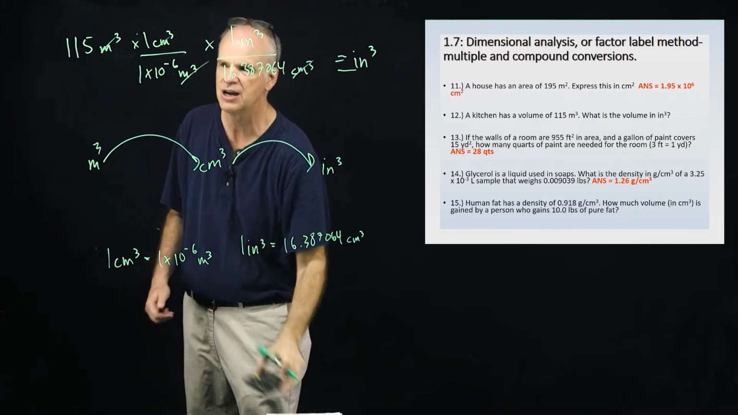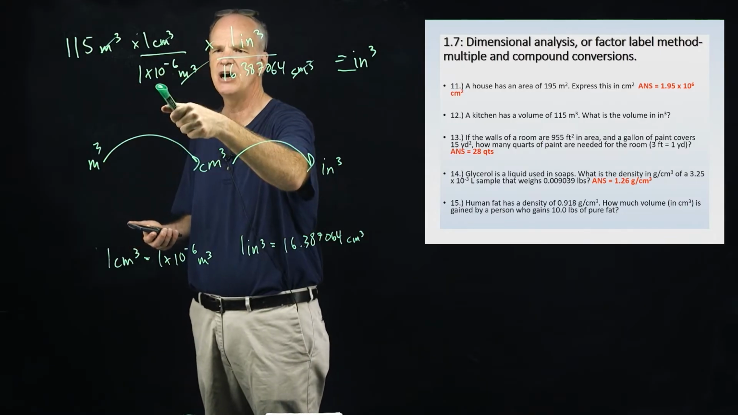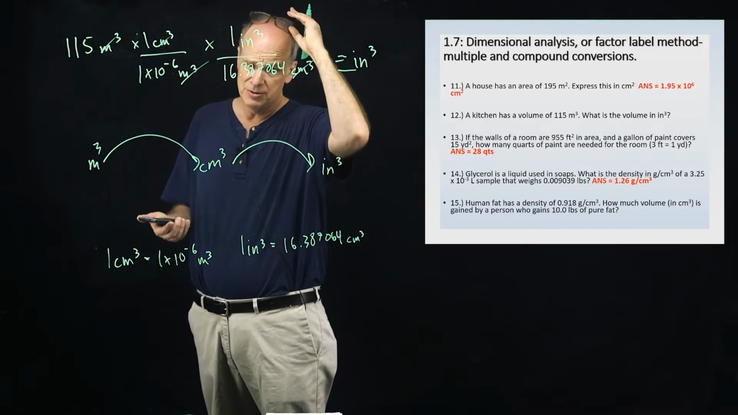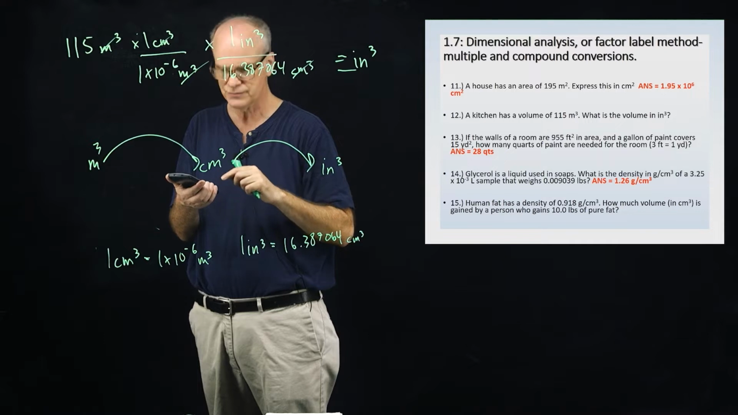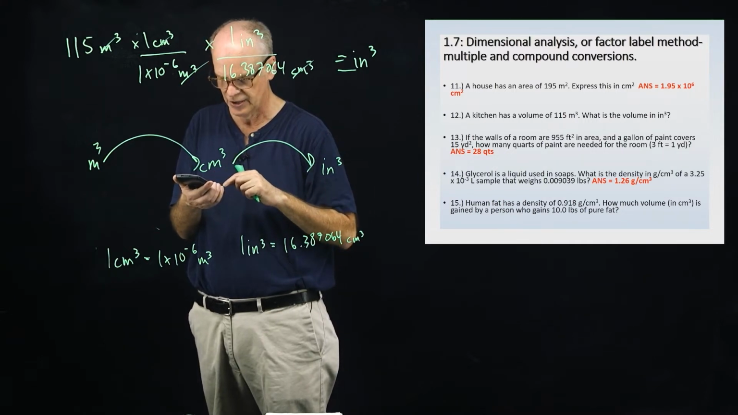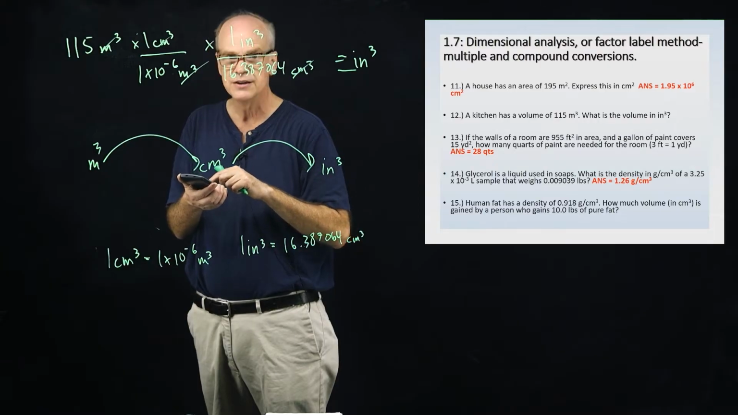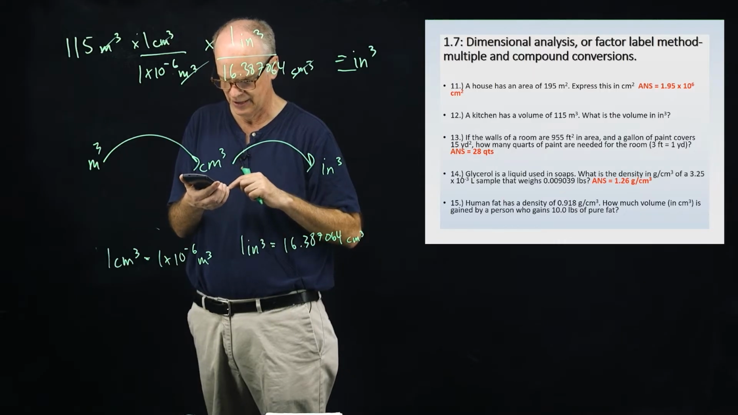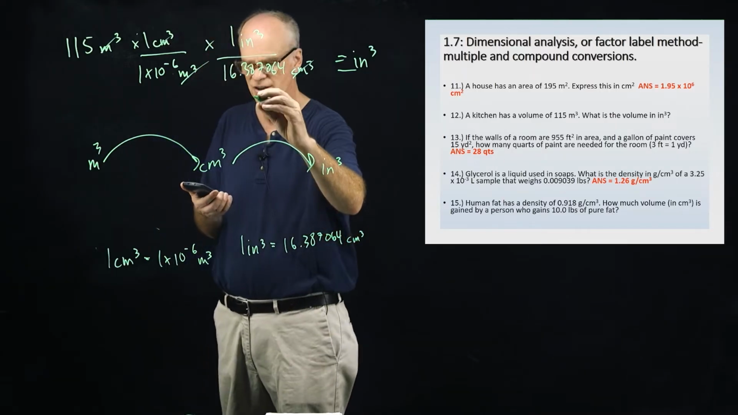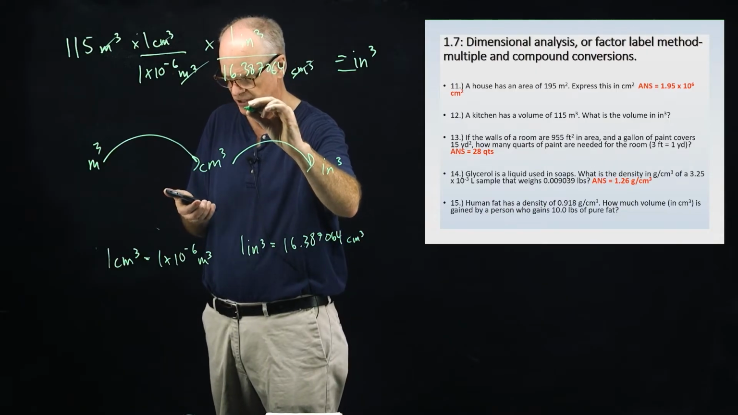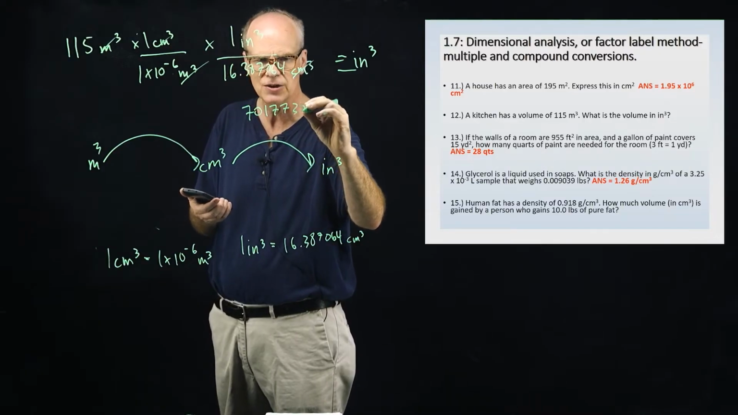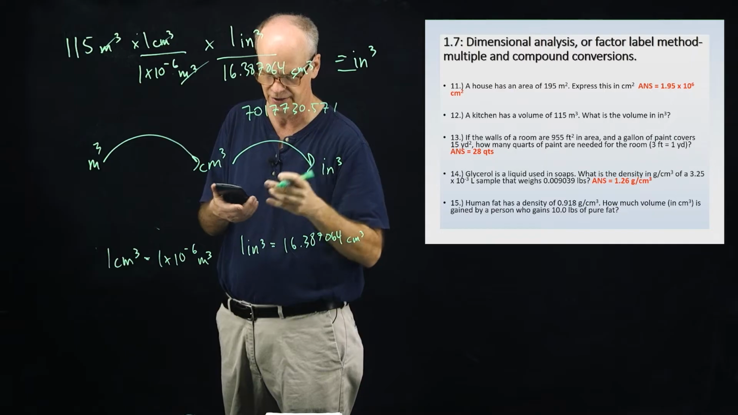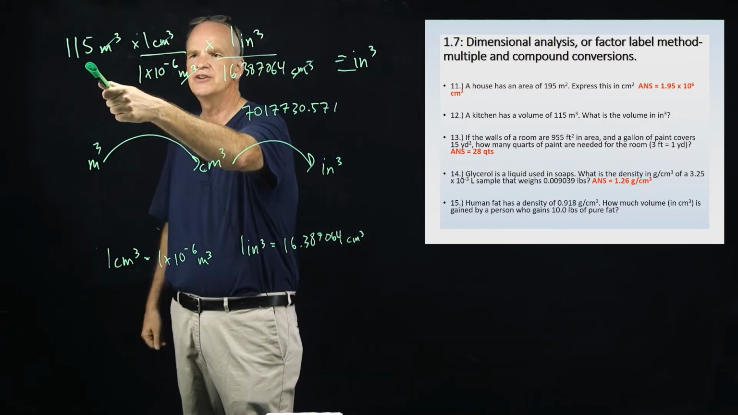So let's see what the number might be. It's going to be 115 times 1 times 1, divided by 1 times 10 to the negative 6, divided by 16.38764. So let's see what number we get. So 115 divided by 1 times 10 to the negative 6, divided by 16.38764. Okay, so I get this long number on the calculator, which I'm going to have to round to the correct number of significant figures. So I get 701,730.571.